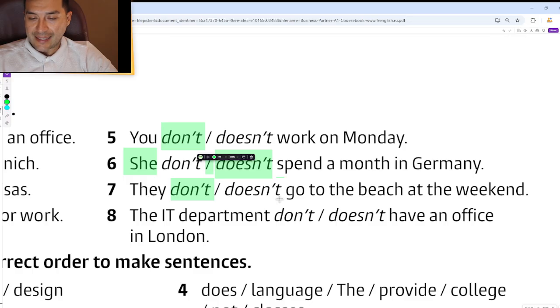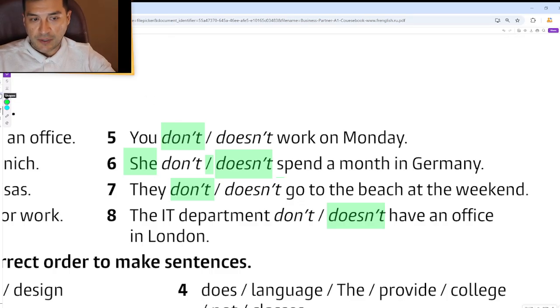Number 8, the IT department. One department. IT department, information and technology, for the computer and the internet connection. The IT department doesn't have an office in London. One department.